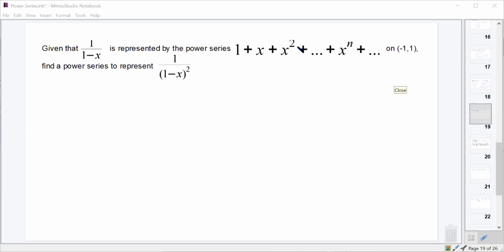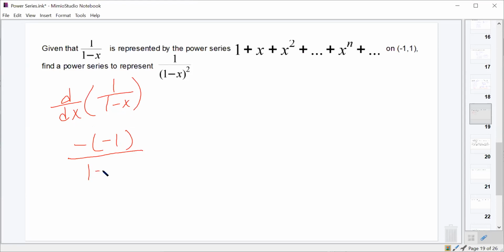All right. Let's take the derivative of 1 over 1 minus x. What is the derivative of 1 over 1 minus x? According to the reciprocal rule, it should be the opposite of the derivative of the denominator over the denominator squared, which just so happens to be the exact same function that we were looking at up here that we wanted to find a power series to represent.